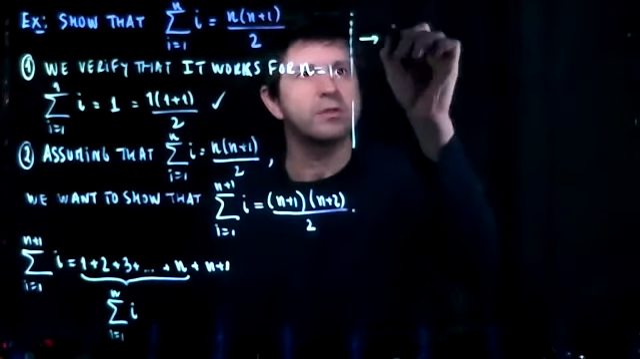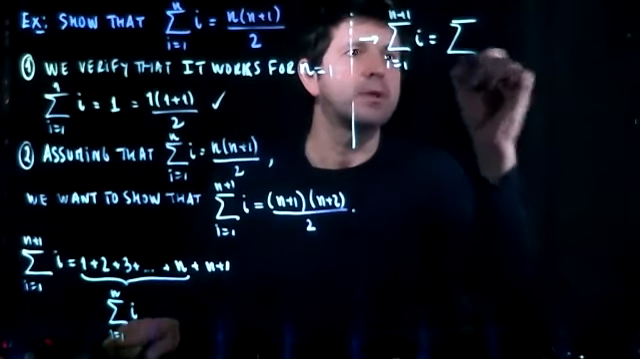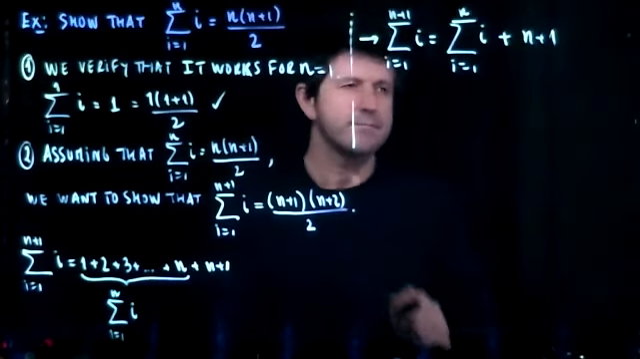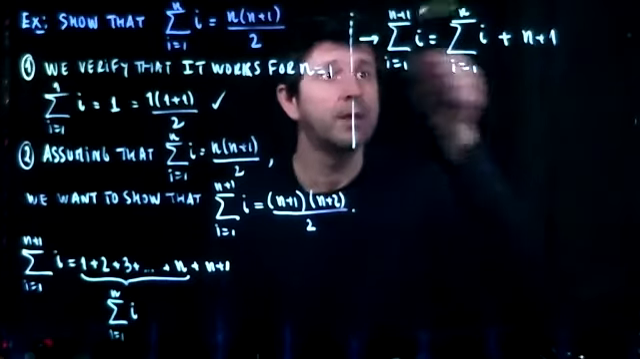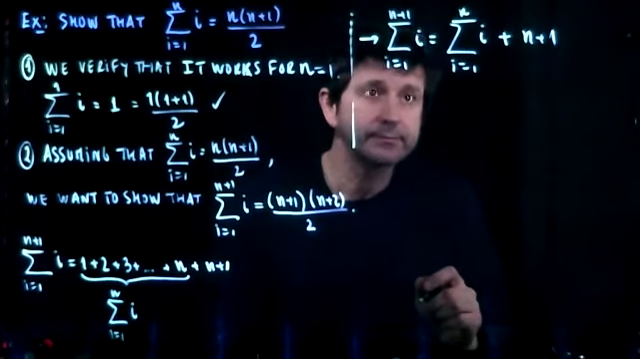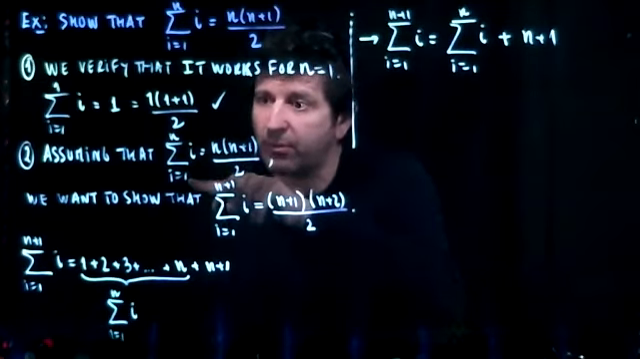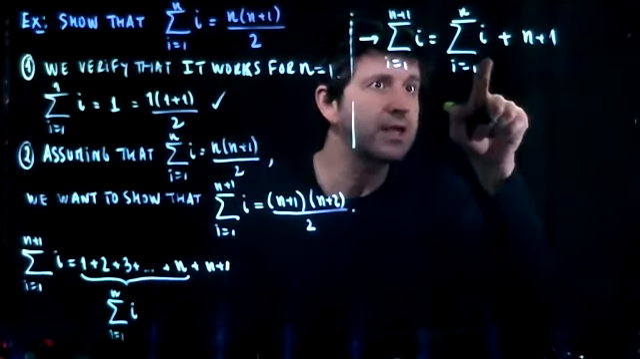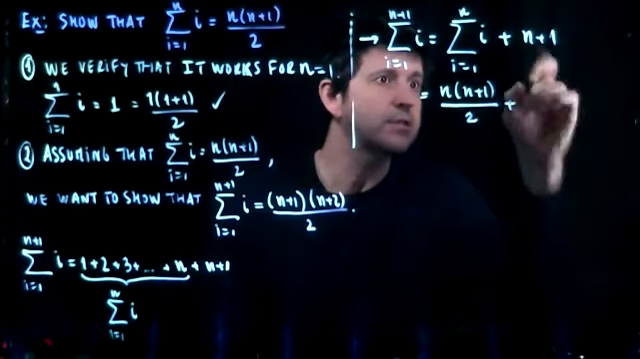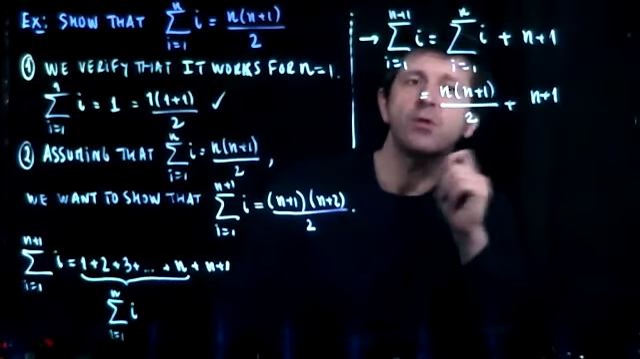Okay, so let me continue here. So the sum i equals 1 until n plus 1 of i is equal to the sum i equals 1 until n of i plus the last term, which is n plus 1. Are you okay with this? Okay, and now I'm going to use my induction assumption, which is that the sum from 1 to n of i is n times n plus 1 over 2. So I'm assuming that this is n times n plus 1 over 2. So this is equal to n times n plus 1 over 2 plus this one, which is n plus 1. Are there any questions until here?